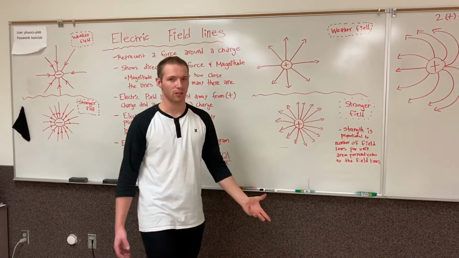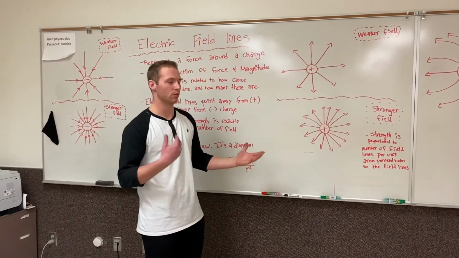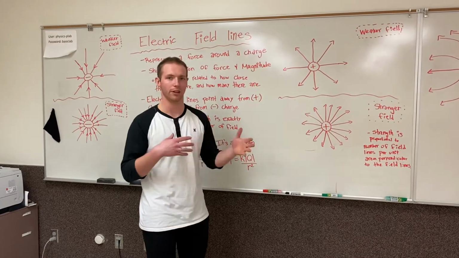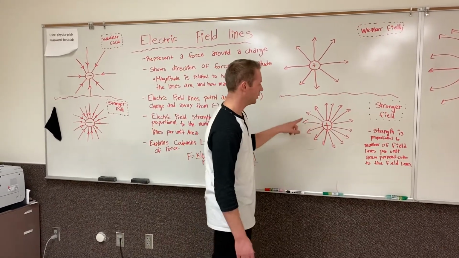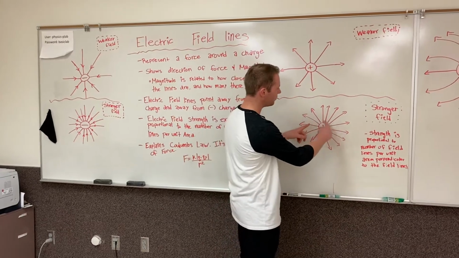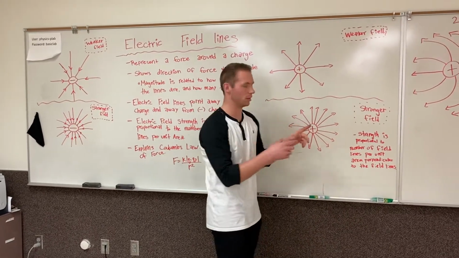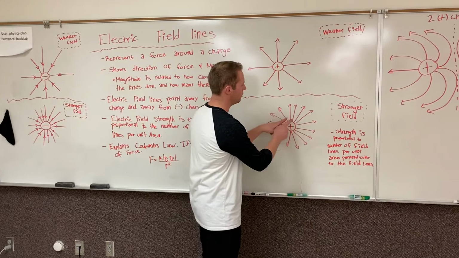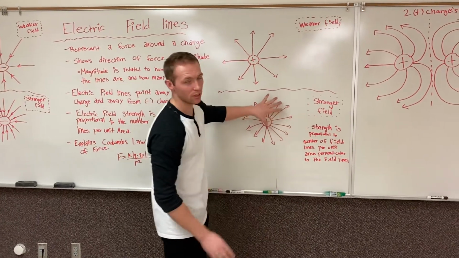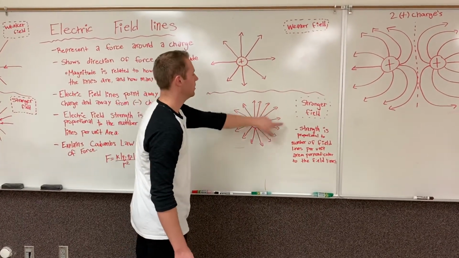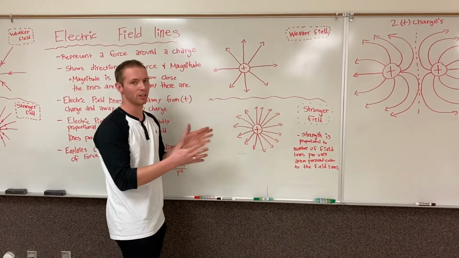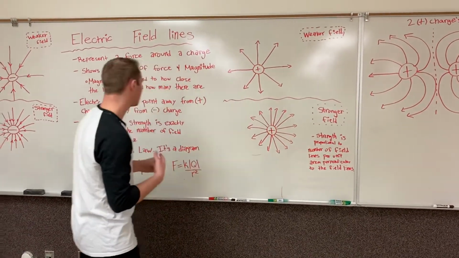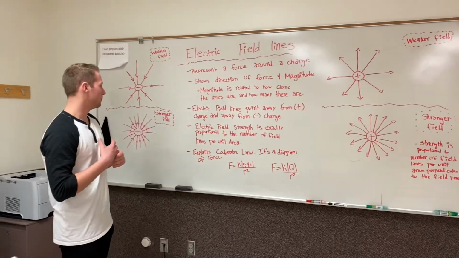The strength of an electric field also is related to the distance away from the charge. So in this case, the lines get closer together as we get closer to the charge. But as we move out, those lines start to spread out. And this means that the electric field becomes weaker. The further apart the lines are, the weaker the field is.